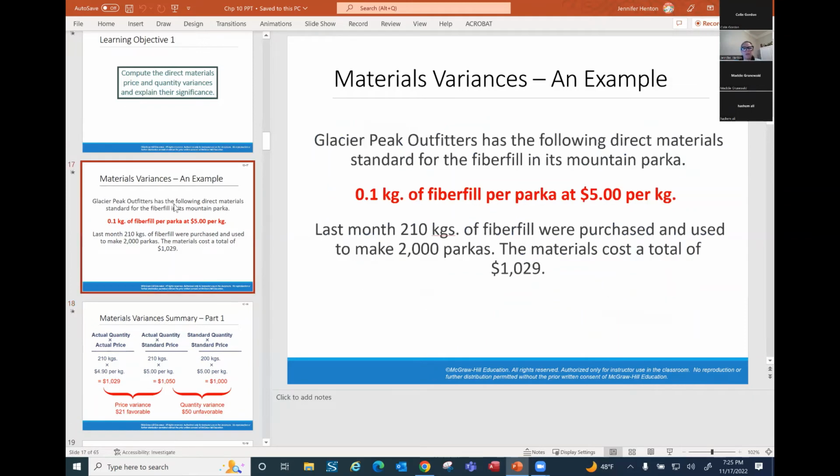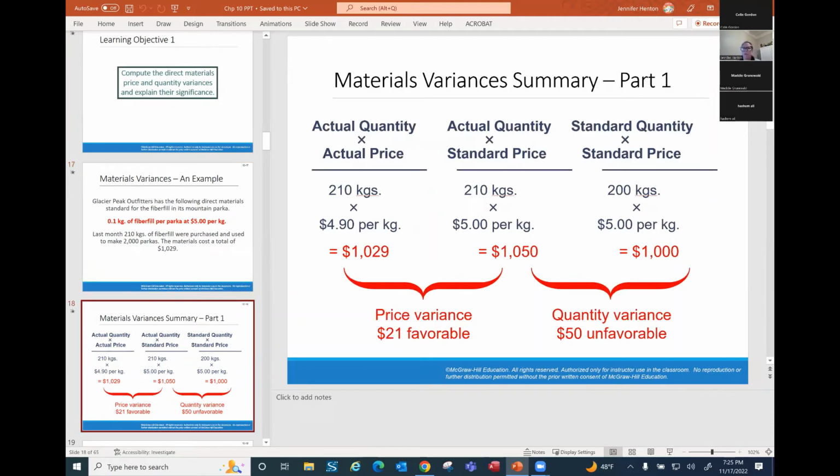So it's telling me on here that I'm making 2,000 parkas. And what did they estimate it to be per parka? They were saying the standard was going to be 0.1 per parka. So that's where the 200 comes from. I had 2,000 parkas, my estimate was 0.1 per parka, so that's where the 200 is coming from. You multiply those together.